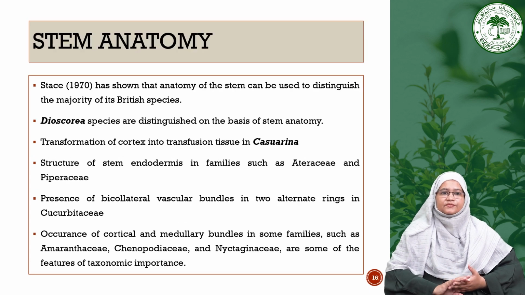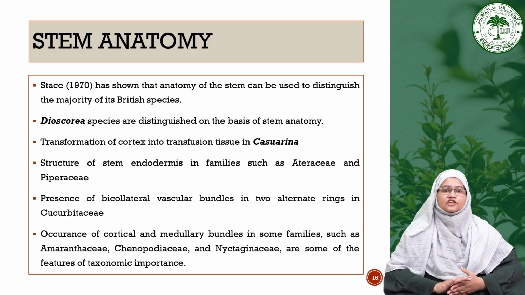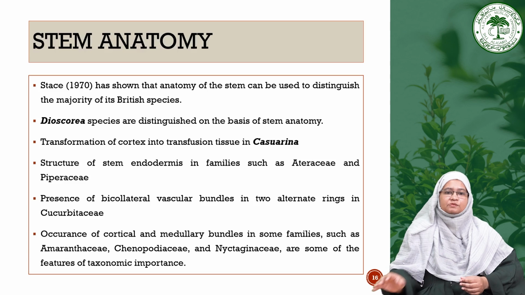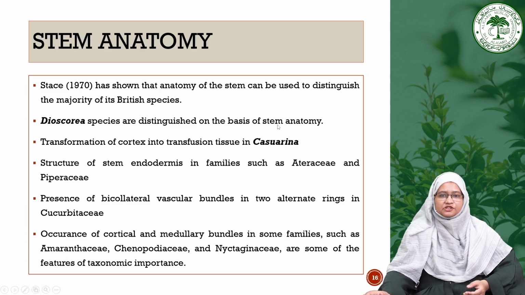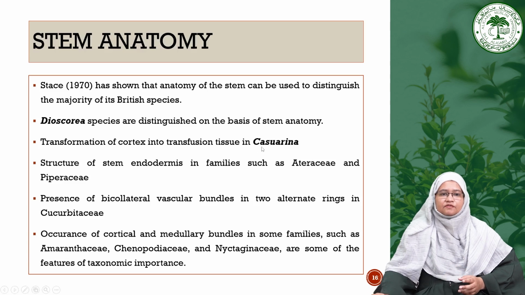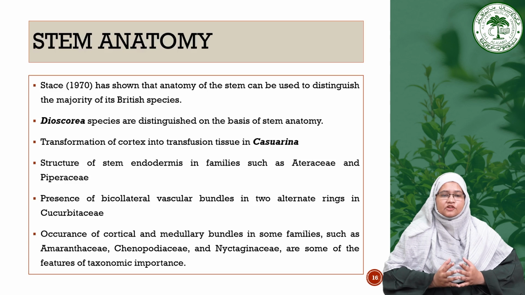So as we can see, it is very helpful in the identification of particular species. Now moving towards the stem anatomy. As Stace has shown, the anatomy of the stem can be used to distinguish the majority of British species, like Dioscorea species, which are distinguished on the basis of their stem anatomy. Then we can identify Casuarina on the basis of the transformation of cortex into translucent tissue. Then the structure of the stem endodermis in families such as the Piperaceae. Then the presence of bicollateral vascular bundles, arranged in two alternate rings in the Cucurbitaceae, is one of the diagnostic characters of the family Cucurbitaceae.